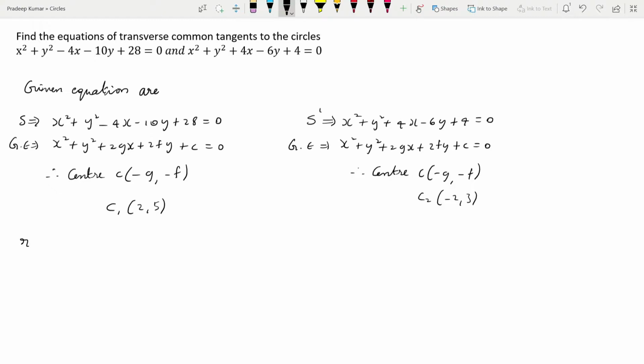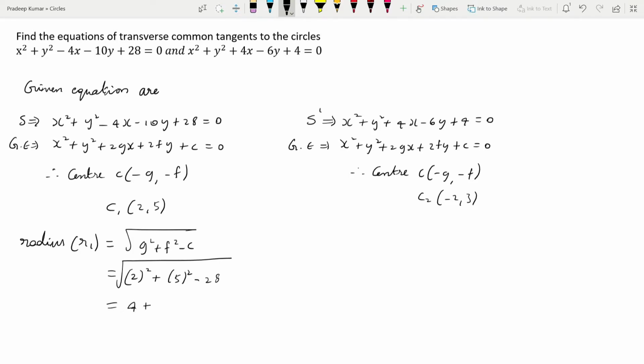Let's also find the radius here. We first find the radius of the first circle, that is root of g square plus f square minus c. Substituting, g is 2 so 2 square, f is 5 so 5 square, and the c value is 28, which was in the first equation of the circle. So I can write minus 28 under root. 2 square is 4, 5 square is 25, minus 28. So 4 plus 25 is 29, and 29 minus 28 is nothing but 1. So this is the radius of the first circle.